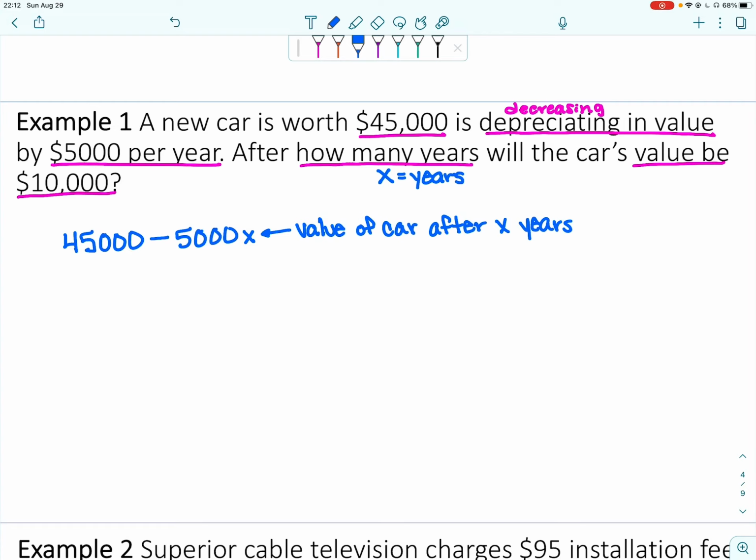So this expression here represents the value, so I want to know when is that value going to be equal to 10,000. So I have 10,000 equals 45,000 minus 5,000x. So I'm going to solve for the unknown variable. First, I need to get the unknown variable by itself. So I'm going to subtract 45,000 from each side.